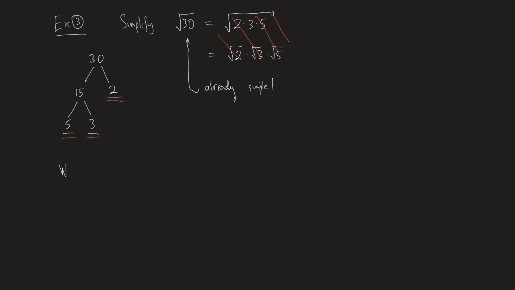Now, if you want one more minute of math, I've got a challenge problem for you. And that is to use this factor tree method to simplify the slightly hairier looking case of the square root of 62,400. Simplify that square root.